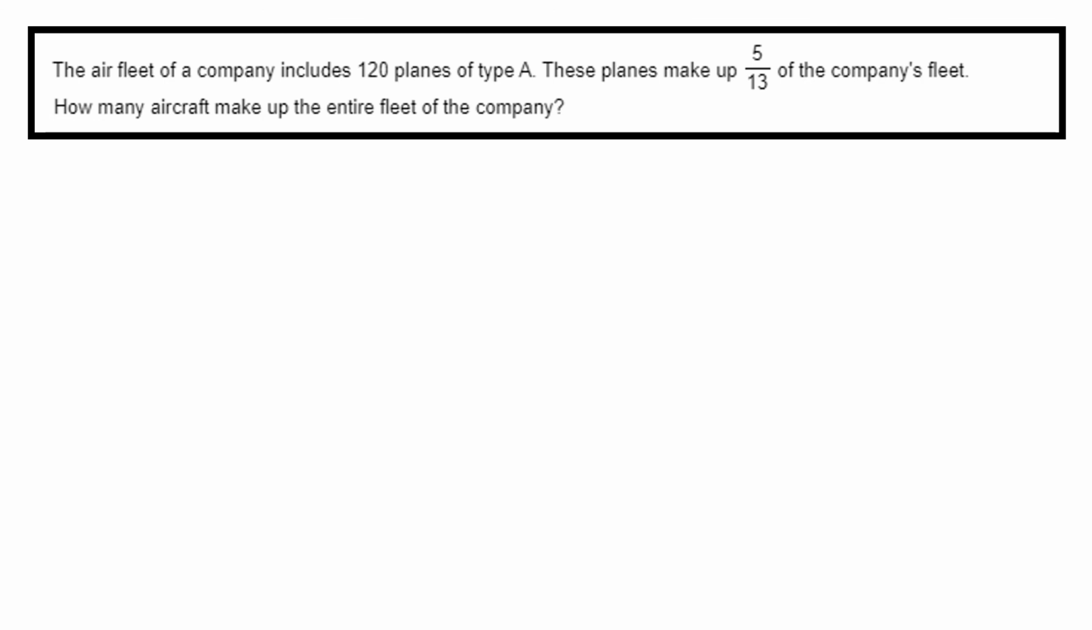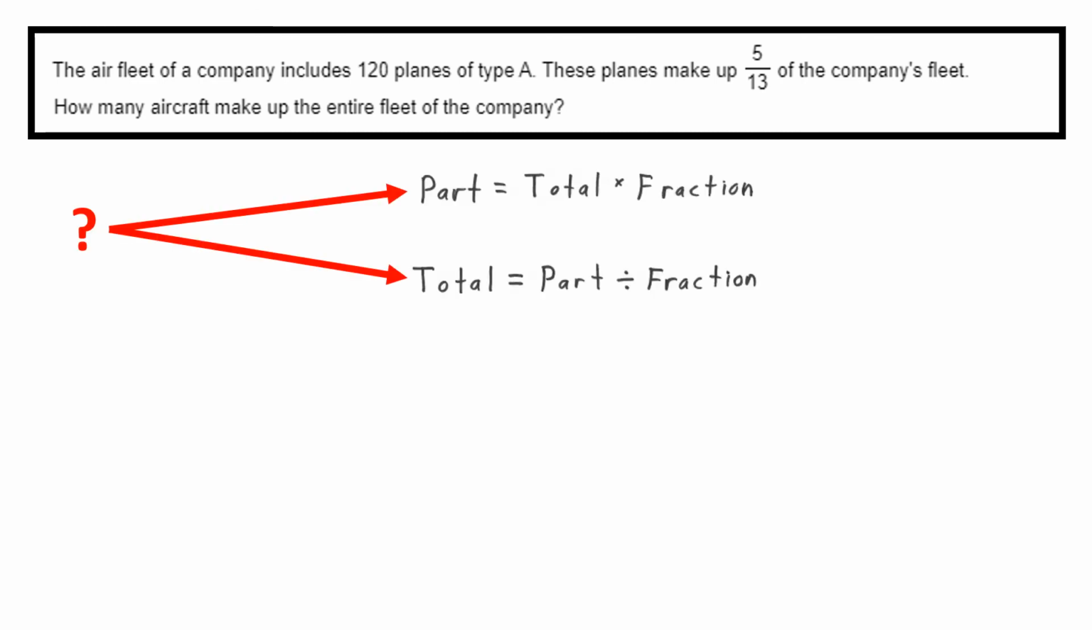The air fleet of a company includes 120 planes of type A. These planes make up 5/13 of the company's fleet. How many aircraft make up the entire fleet of the company? When one quantity is a fraction of another quantity, we can determine which of these two equations will fit the situation. If we have the total, then we'll multiply it by the fraction to find the part. If we know the part, then we divide it by the fraction to find the total.